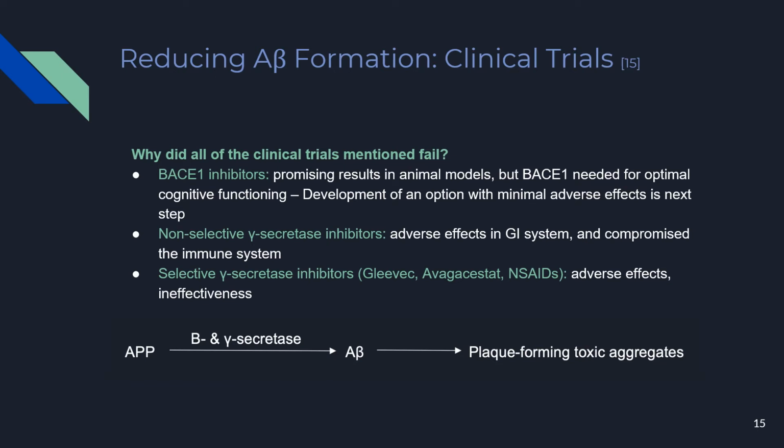A few selective gamma secretase inhibitors were also tested in reducing amyloid beta formation. Gleevec did reduce amyloid beta production but failed to impair Notch cleavage in animal models. Avagacestat selectively inhibited APP processing over Notch cleavage, and the clinical trial was discontinued due to adverse effects.